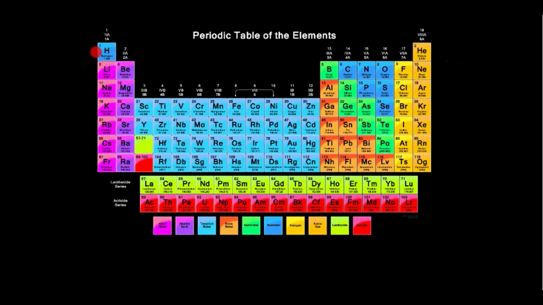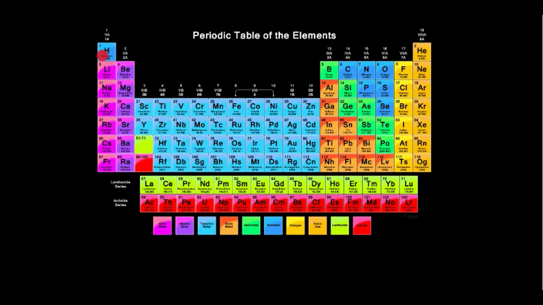Now, these groups are also known as families of the periodic table. We must know their names. The total families or total groups of the periodic table are 8: 1, 2, 3, 4, 5, 6, 7, 8.